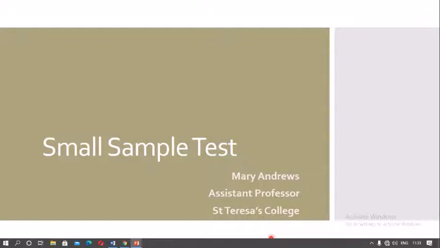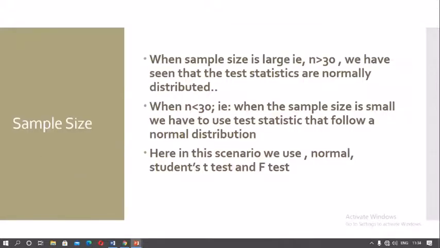Today we will deal with small sample tests. When the sample size is large, that is, when n is greater than 30, we have seen that the test statistics are normally distributed. So when n is less than 30, that is, when the sample size is small, we have to use test statistics that do not follow a normal distribution. Here, we usually use the normal distribution, student's t-test and f-test.